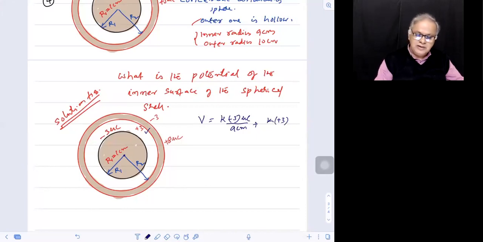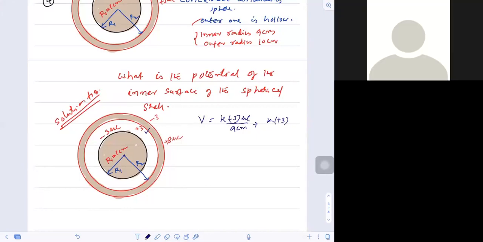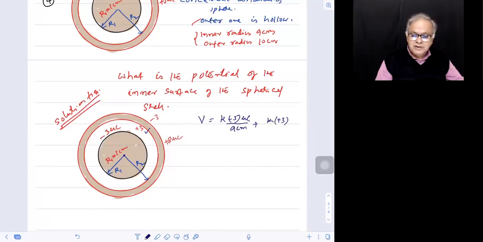You're able to see the screen? Yes, sir, we can see the screen. For me, this window got closed. You can see it, no?